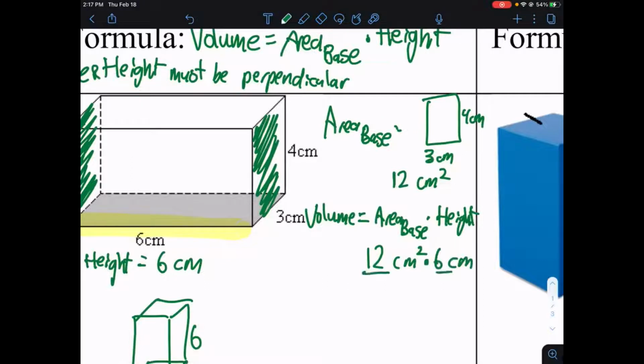Okay, so we have 12 times 6 is 72. And then centimeters squared times centimeters. Well, x squared times x is x cubed. So similarly, centimeters squared times centimeters is centimeters cubed.